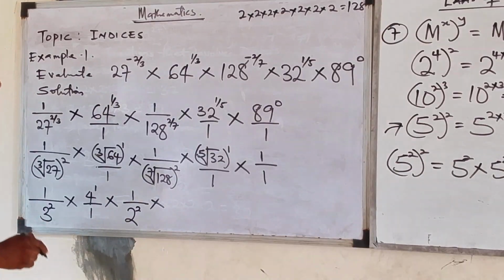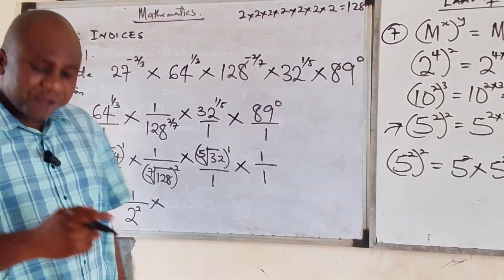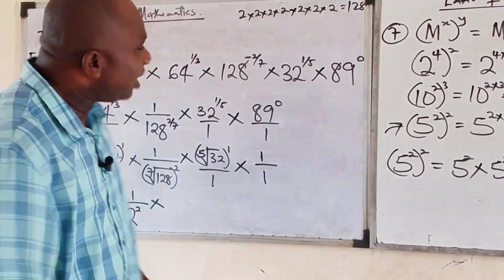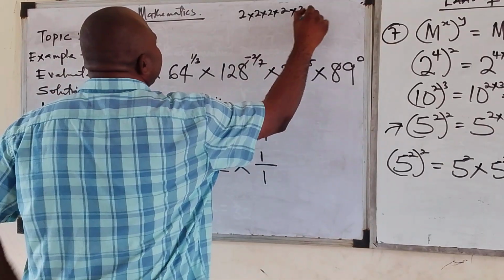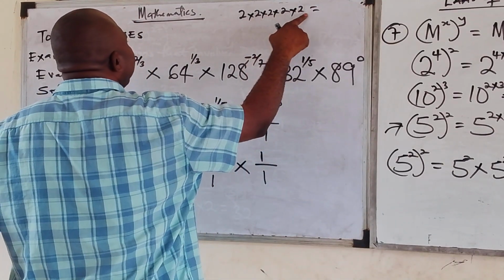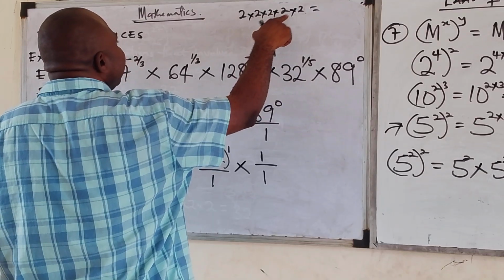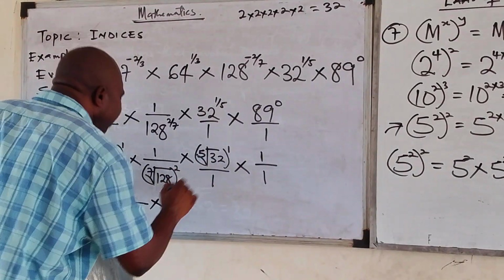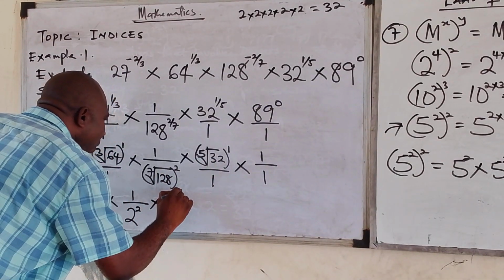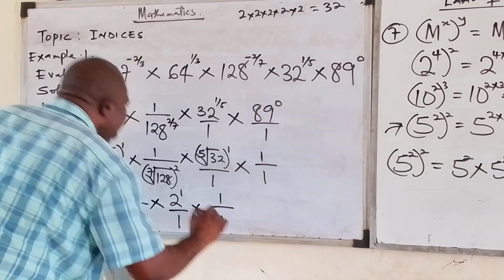Then times the 5th root of 32, which is a number that will multiply itself 5 times to give you 32. And the number is also 2. Let's look at it: 1, 2, 3, 4, 5. 2 times 2 is 4, 4 times 2 is 8, 8 times 2 is 16, 16 times 2 is 32. So it means here the 5th root of 32 is 2. Power 1 all over 1. Then here we have times 1 over 1.